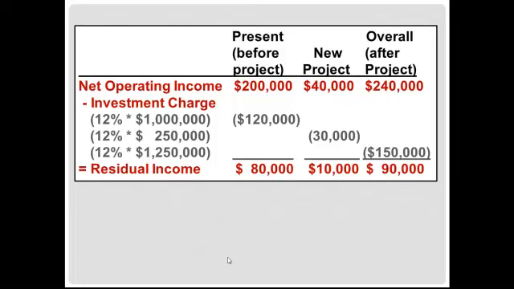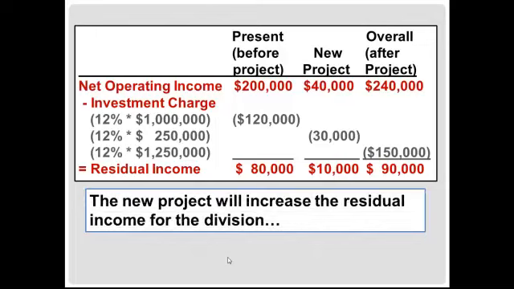So residual income before the project is invested in is $80,000. The new project will bring in $10,000. So overall, the residual income is $90,000. Because the new project is expected to earn greater than 12%, it adds to the residual income. So this new project will increase the residual income for the division.